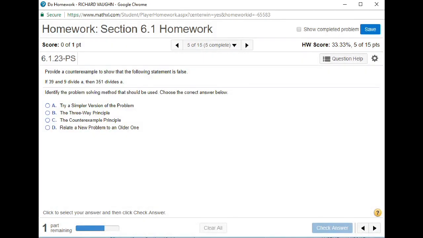Provide a counterexample to show that the following statement is false. If 39 and 9 both divide A, then 351 divides A. So let's see, we need to find something that 351, I suppose, is 39 times 9.